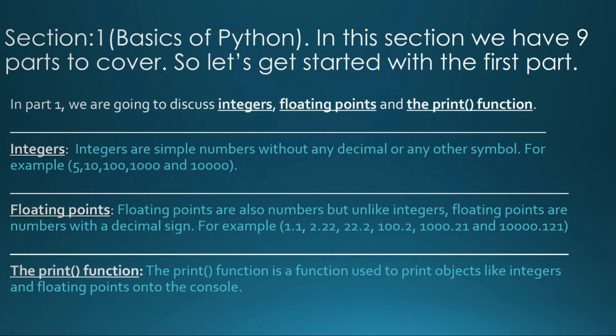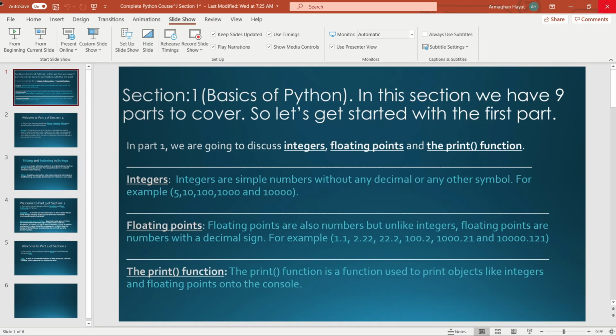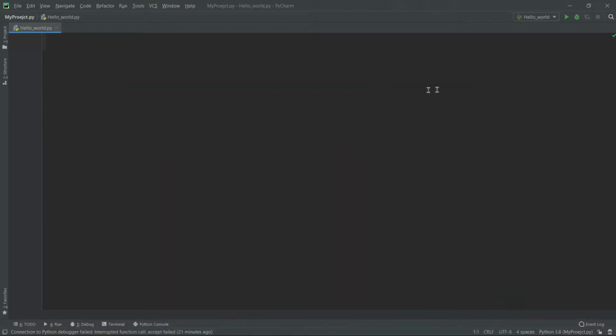Now we have data types or objects like integers and floating points, and we need to print them onto our console. In this case we have the print function. The print function is used to print objects and data structures like integers and floating points onto our console. Now you might be thinking, what's a console? So let's hop over to PyCharm and see what integers are, how we use them in Python, and what floating points and the print function are.